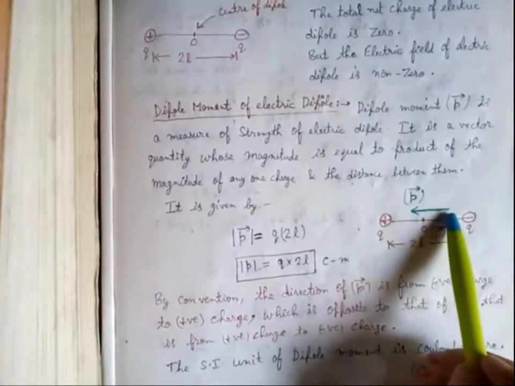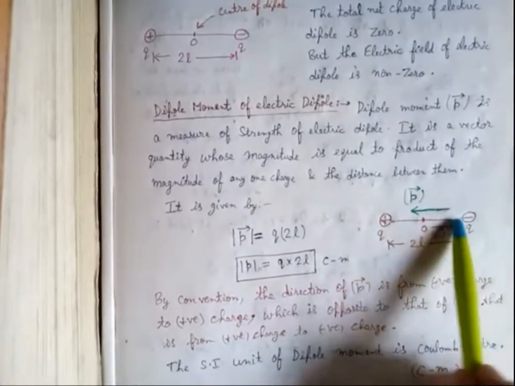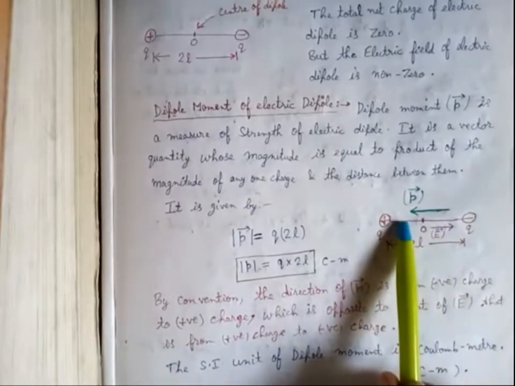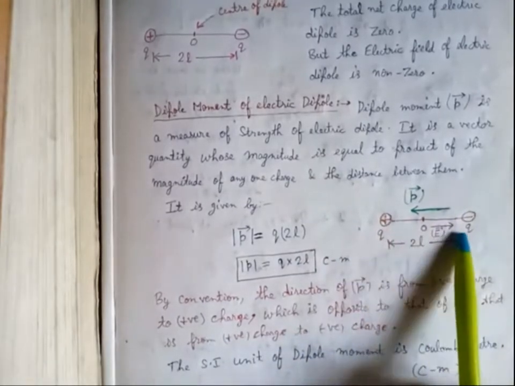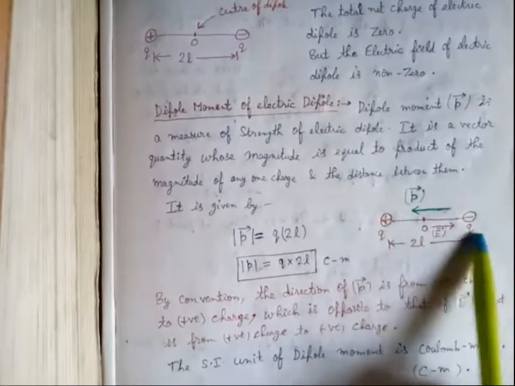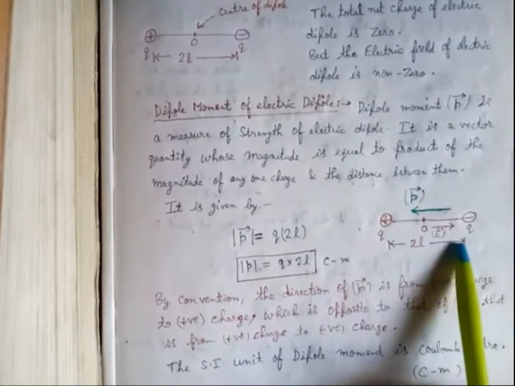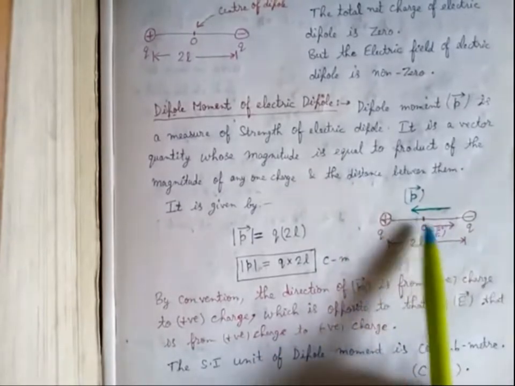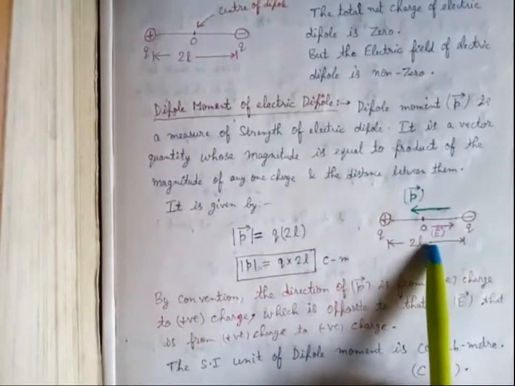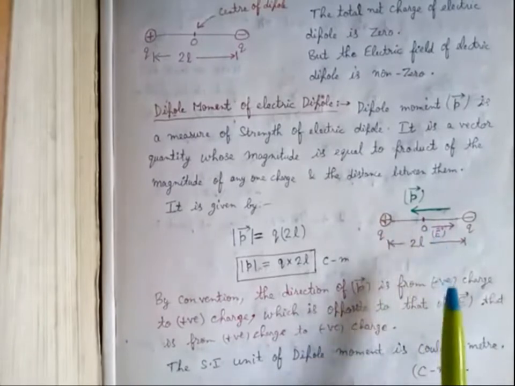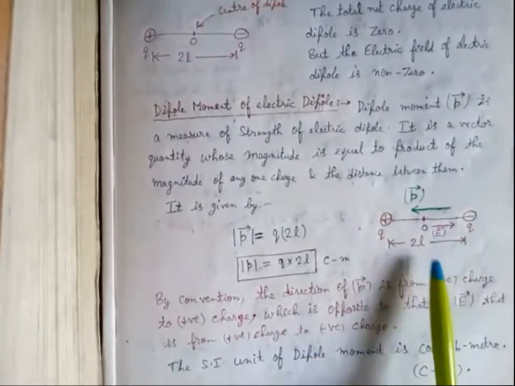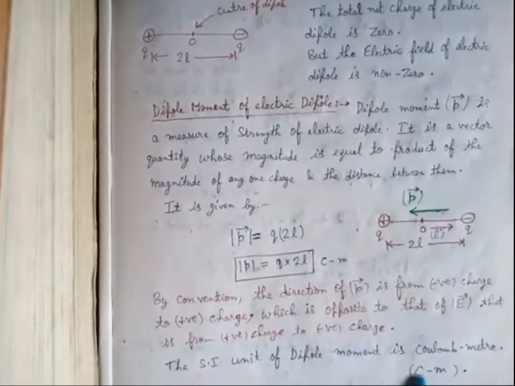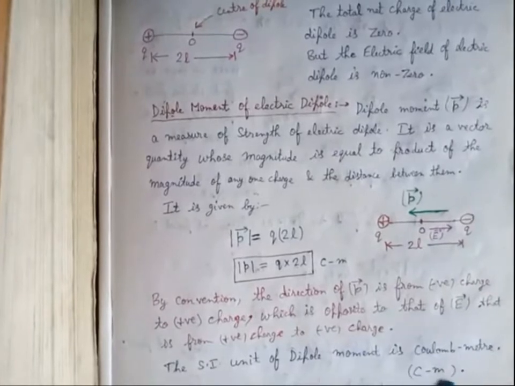So the direction of dipole moment is always from negative to positive charge, whereas the direction of electric field is always from positive to negative charge. So both dipole moment vector and electric field vector are in opposite direction in electric dipole. The SI unit of dipole moment is coulomb into meter.